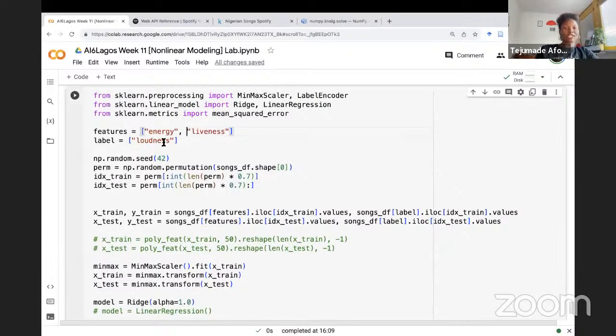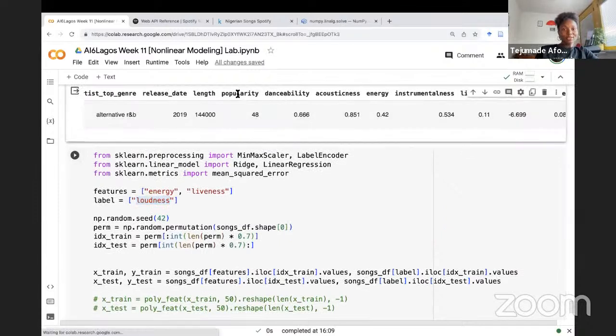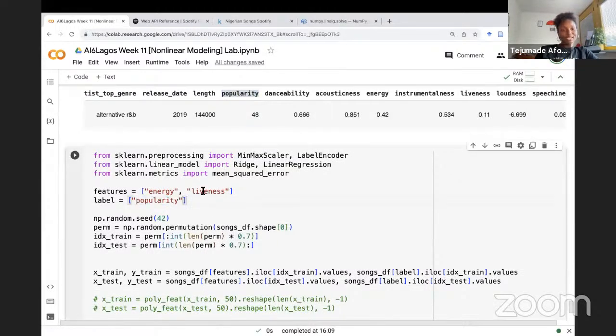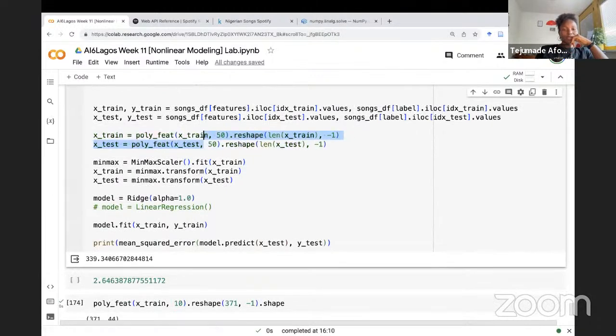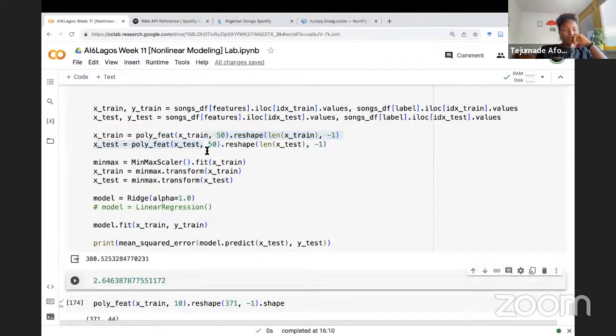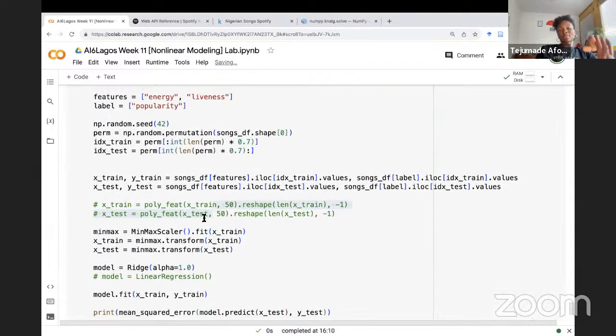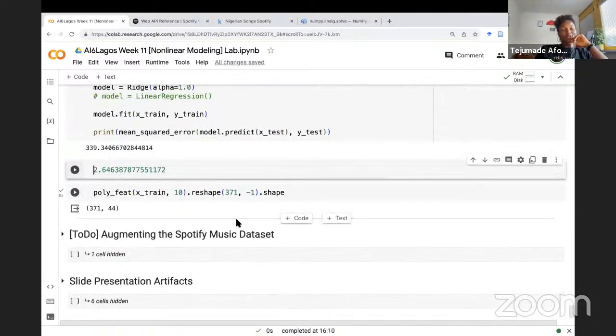So what you can try to do is, instead of trying to predict loudness, maybe we can predict popularity. And then you can think about this popularity column. Anyway, this is not an assignment right now. This is for you to practice. It's always good to have something to practice on.